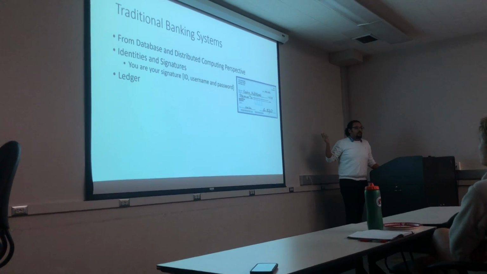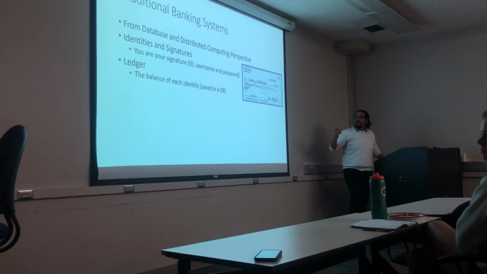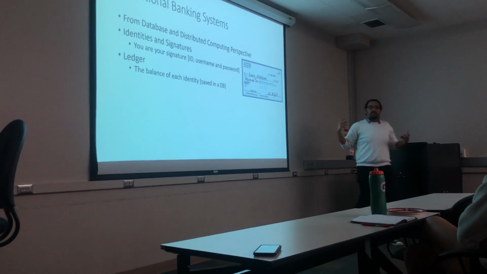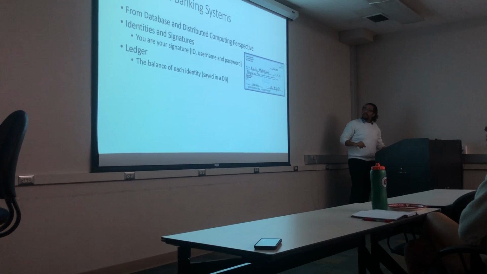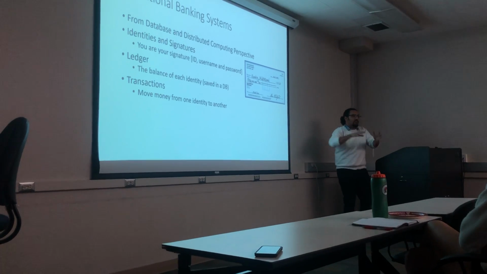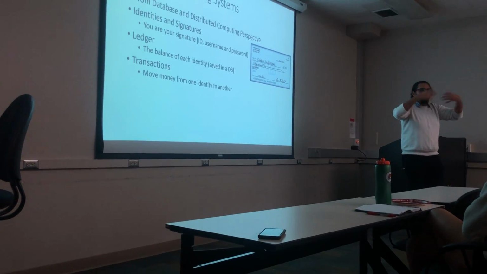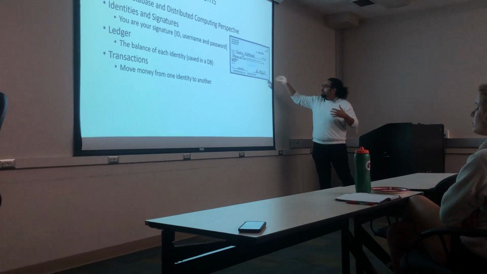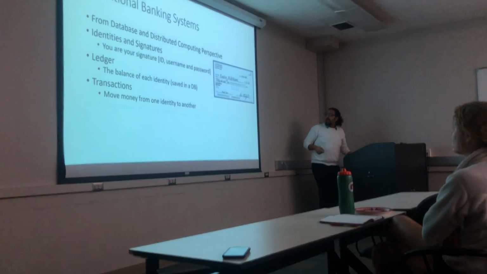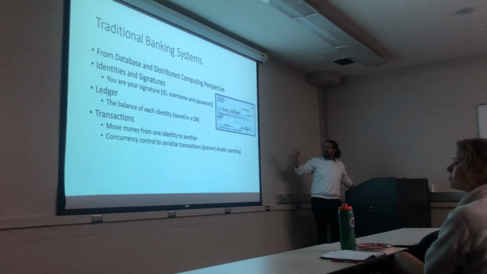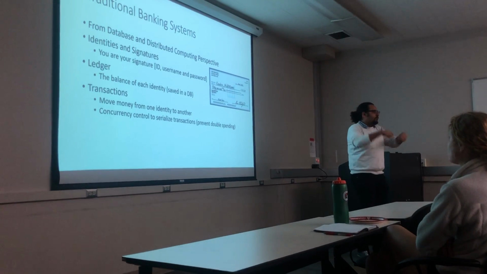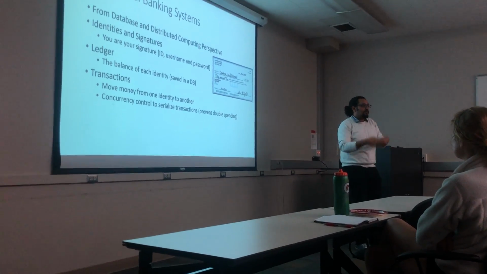And there is a ledger. A ledger is simply a database. We want to keep a record of how much money is owned by every identity, and this is saved in a database. And then we have transactions, which move money from one identity to another. I want to give you some money, so I sign a check that belongs to me, and say give it to someone else. The problem is that someone would try to give a check to two people to spend the same money twice. So we need to prevent that.